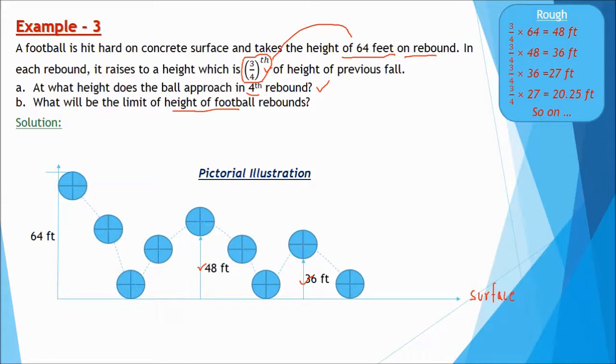First it is 48. Sorry, first it is 64. It takes the height of 64, then it takes the height of 48, then it takes the height of 36. So understand it clearly. First it takes the height of 64, then 48, then 36 and 27, and so on.